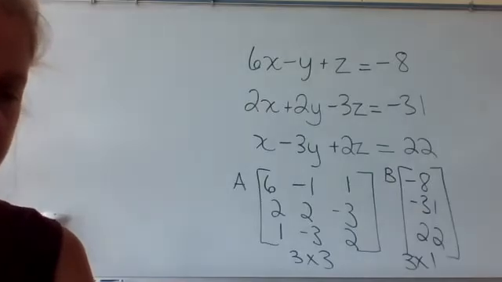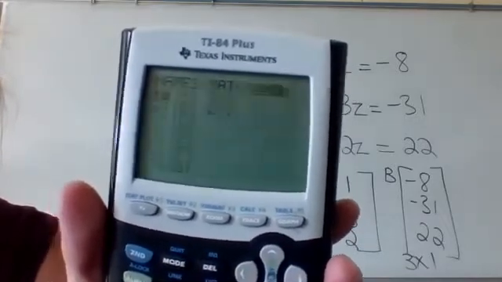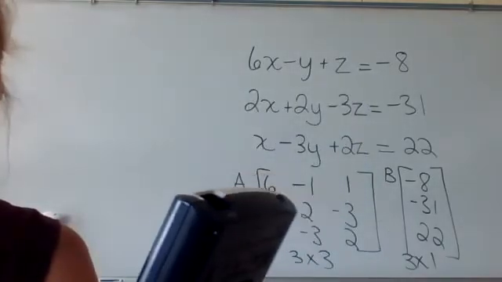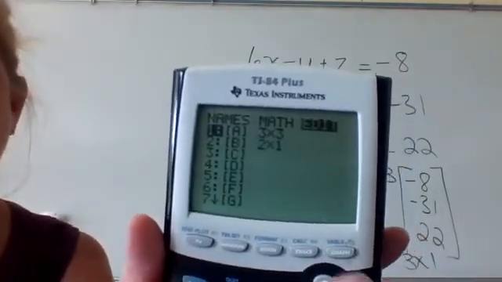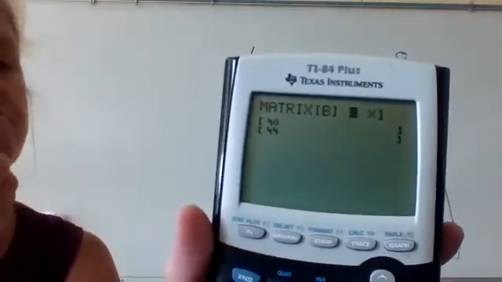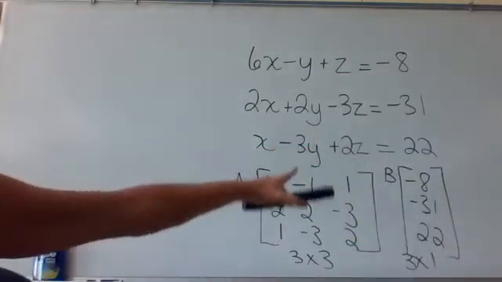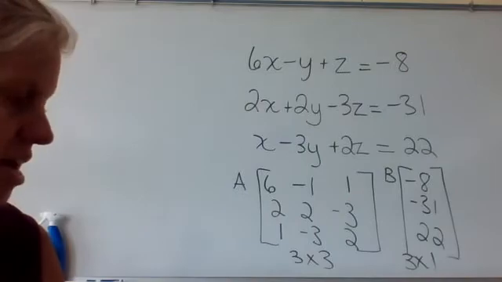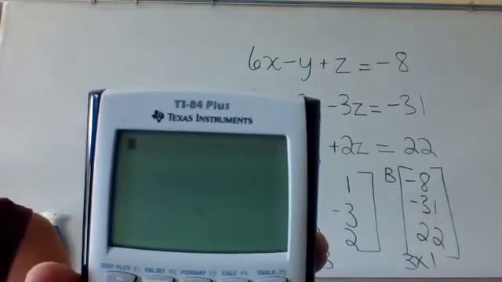All right, go back to second matrix. Now you want to edit your matrix B. So go over to edit, enter. Ooh, I forgot to go down to B. So second matrix, over to edit. I'm doing the B now, so make sure you go down. Down to B, enter, and turn it into a 3 by 1. So 3, enter, 1, enter. And enter your matrix B. So -8, -31, and 22. Once you create the matrix B, you'll get out. So second, quit.